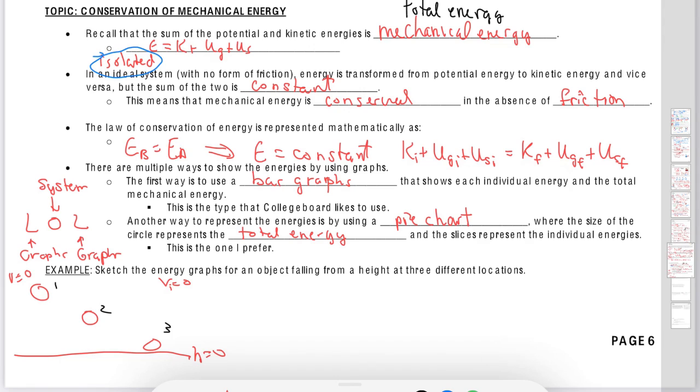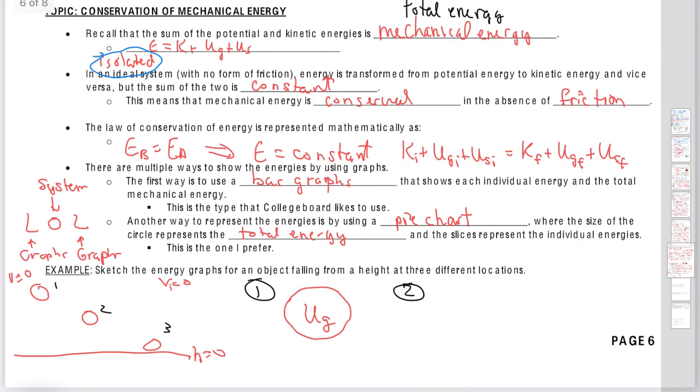At the top in location 1, if I'm doing a pie chart, it's all going to be potential energy, because it hasn't moved yet, so there's no kinetic energy. And so our system would only be the potential energy. If you do that as a bar graph, let's say I'm going to have 4 units. All my energy units would be potential, with K at zero. On my bar graph, I'm always going to have a total of 4 units.